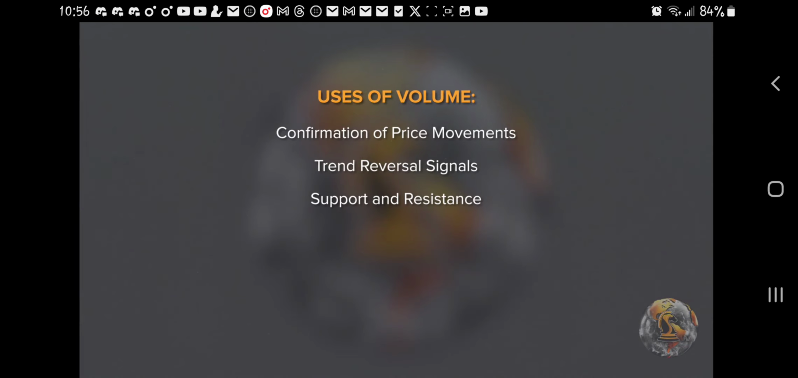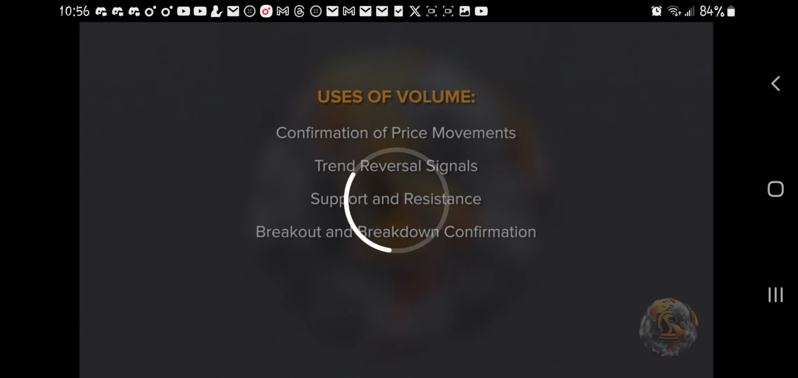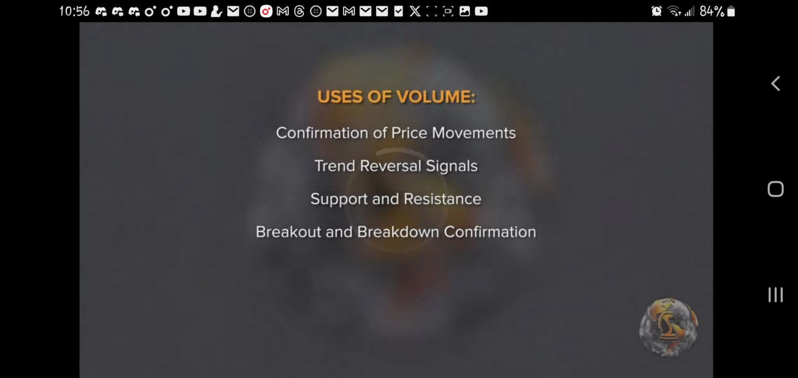High volume will give us a breakout confirmation. So whether it's a breakout to the upside or breakdown to the downside, volume confirms the strength of these breakouts, both bullish and bearish. You want to see, for continuation, price moving through a level, breaking down or breaking out, closing strong, and volume being increased.